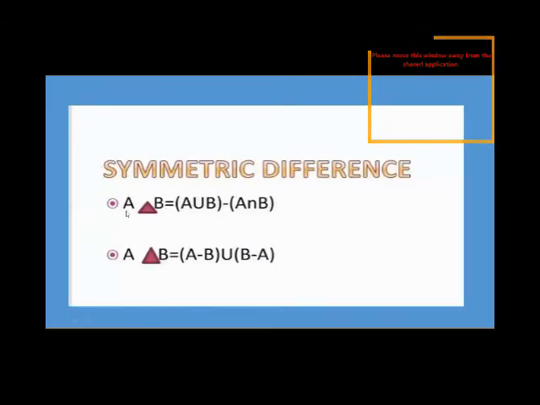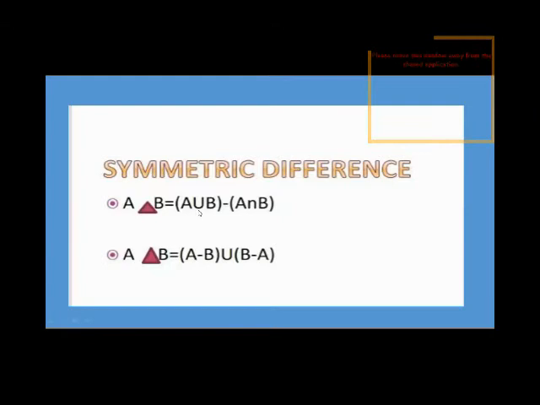Symmetric difference. Symmetric difference is denoted by this symbol, known as delta. So we read A delta B. Symmetric difference will be found between two sets. The names of the sets may be A, B, P, Q, or S, T, any names. A delta B means the symmetric difference between sets A and B. This is equal to A union B minus A intersection B. This is the first condition for symmetric difference.